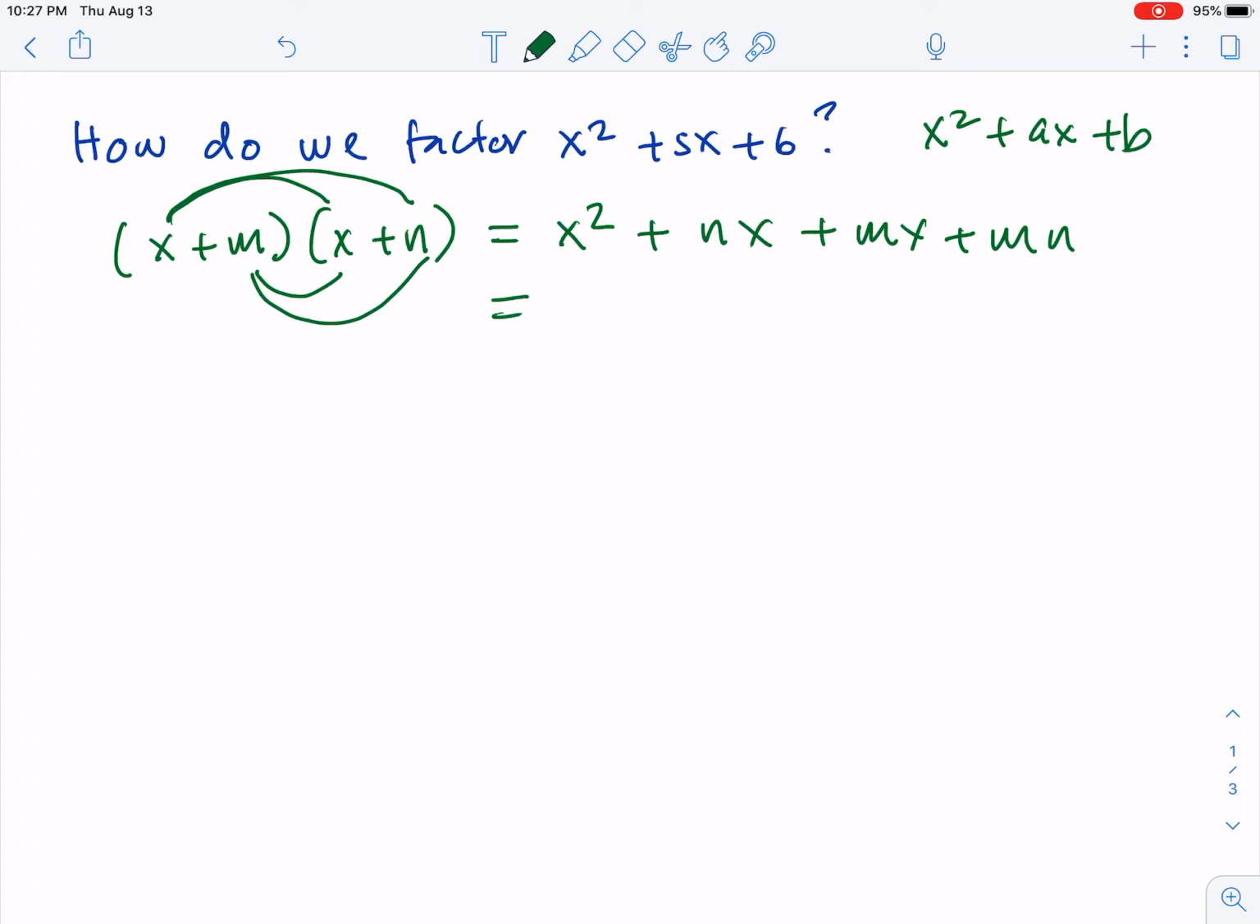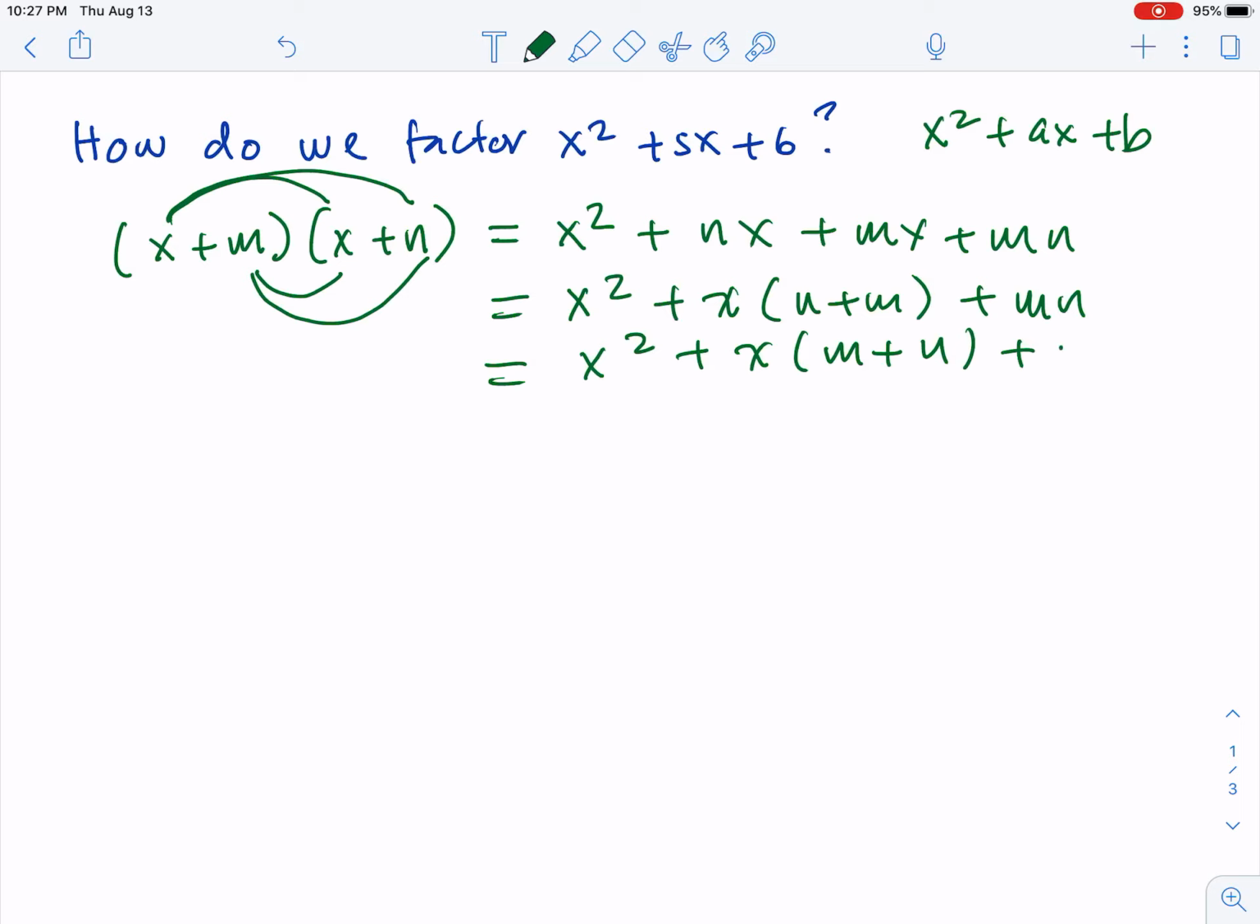Pag finactor out natin itong x, x squared plus x times n plus m, and then we have a plus mn here. Pwede ko bang baliktarin yung n tsaka m? Oo, kasi addition is commutative, no? Any order, pwede natin siyang i-add. Same sum lang siya. So this is x squared plus x times m plus n plus mn.